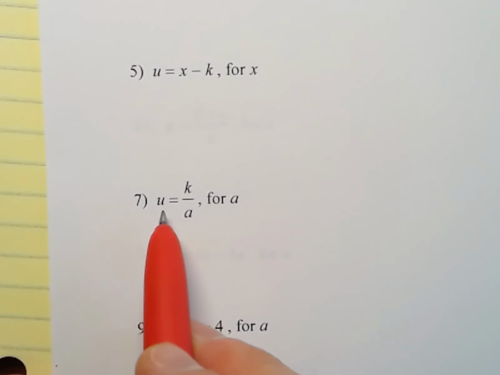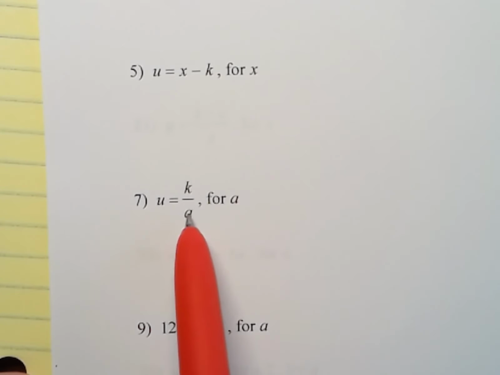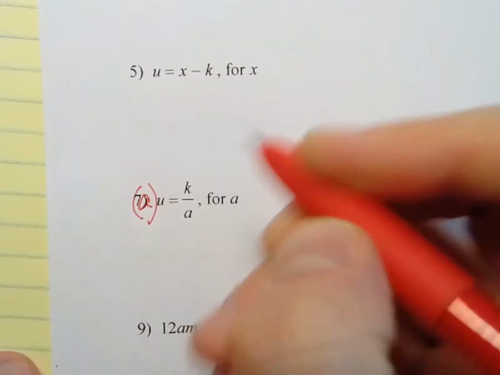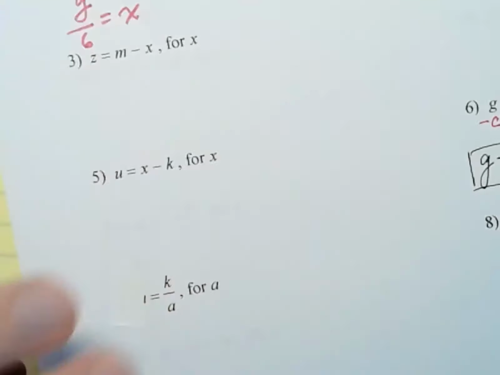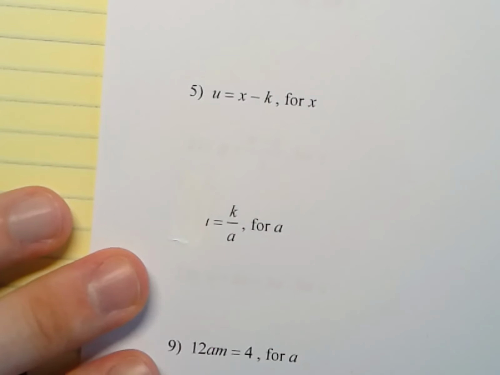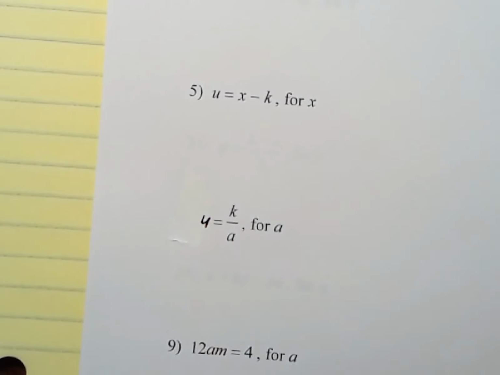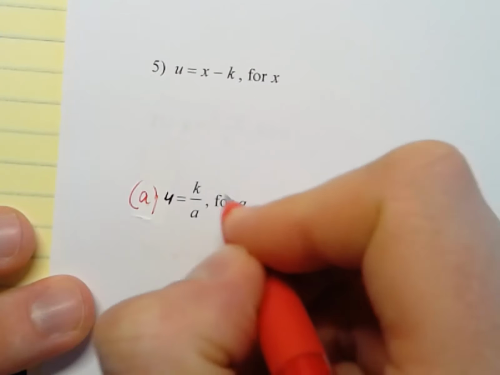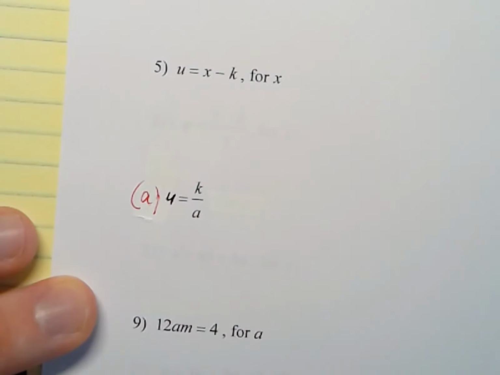What about this right here? u equals k over a, solve for a. Well, a is in the denominator, so the first thing we're going to have to do is get it out of the denominator, and we do that by multiplying by a on both sides. Actually, let me get rid of this number 7 here just to make it really clear. So we're starting with u equals k over a. We want to solve for a, so we're going to multiply by a and multiply by a over here.